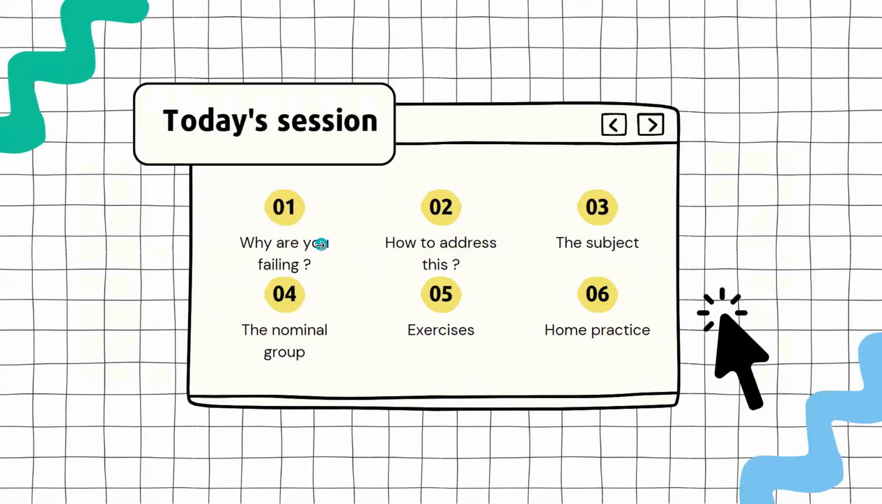First, the first thing I want to discuss is why we're struggling to move from learning vocabulary to being able to express ourselves in French. The second thing that I want to address is how can we fix this? How can we address that difficulty? The third section that we will do today is learning about the element of a sentence that is the subject. Then we're going to continue with an introduction to the nominal group. We will practice with a few exercises, and then I will give you a recommendation for a home practice.